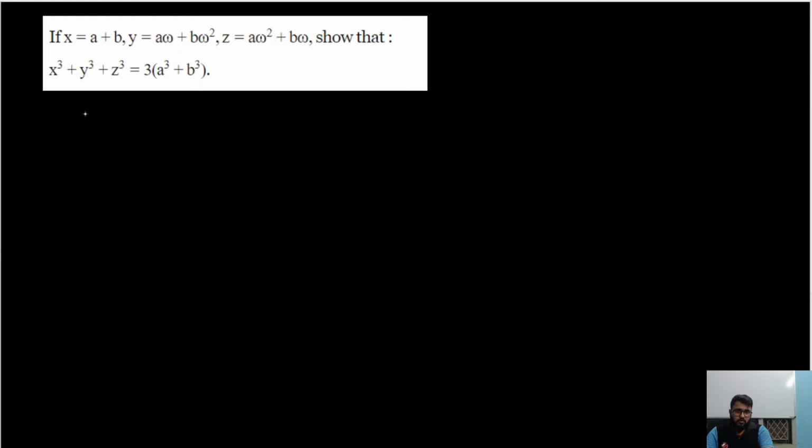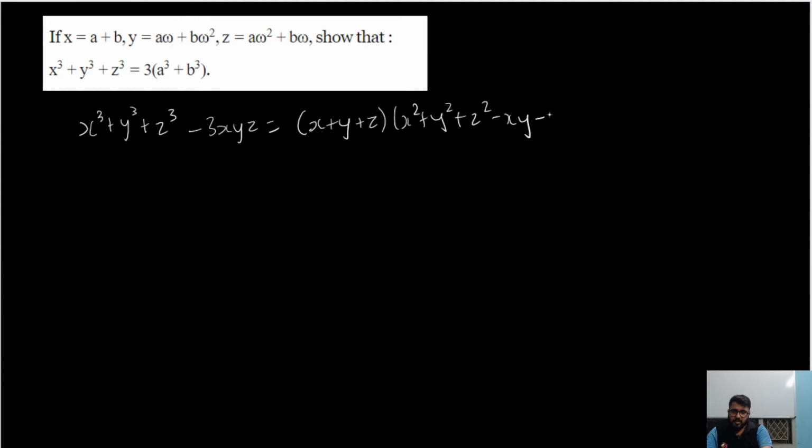But before we get on to proving this, we should first know that x cube plus y cube plus z cube minus 3xyz is actually equal to x plus y plus z into x square plus y square plus z square minus xy minus yz minus zx. So this is more like an a cube plus b cube form, but yeah, you have to understand this.